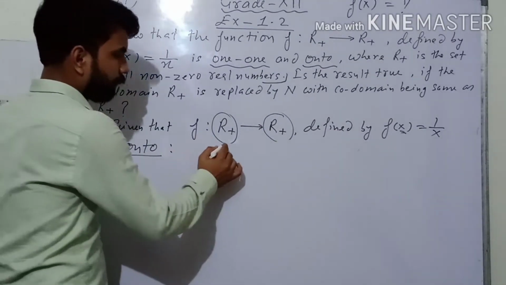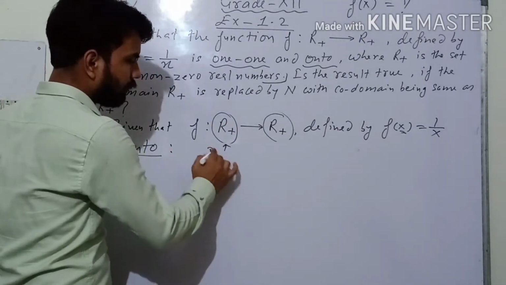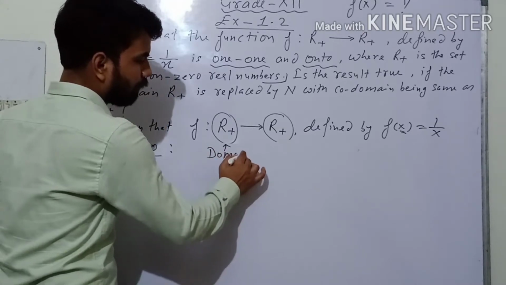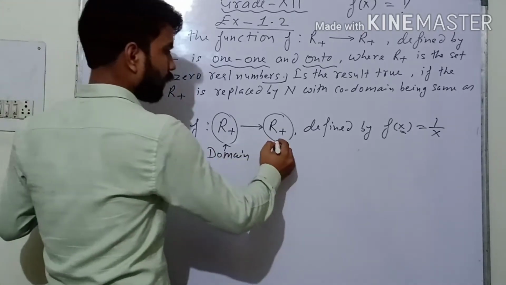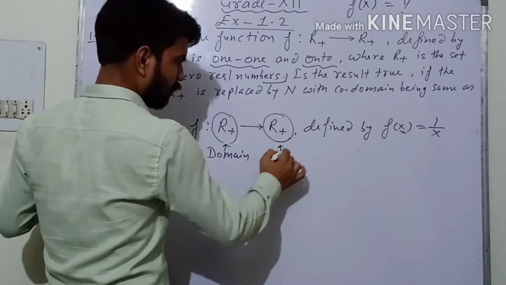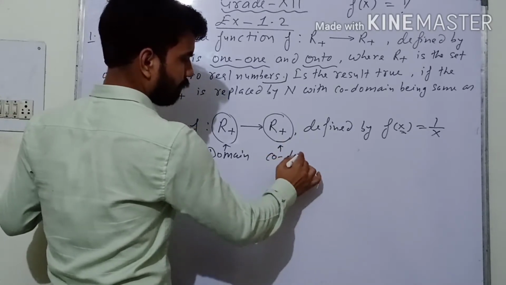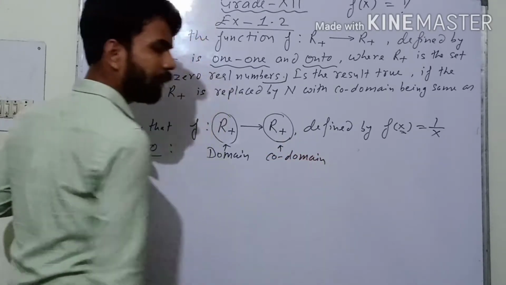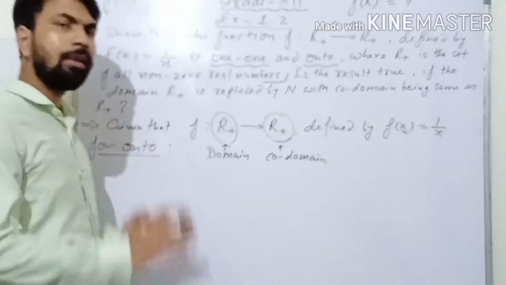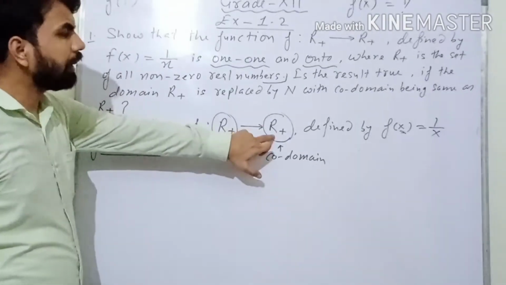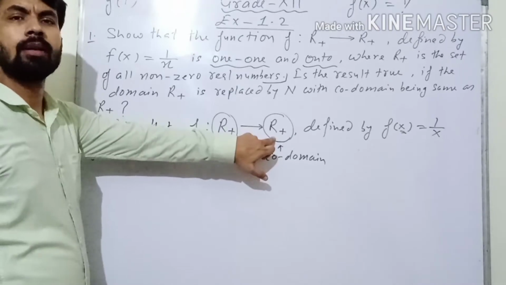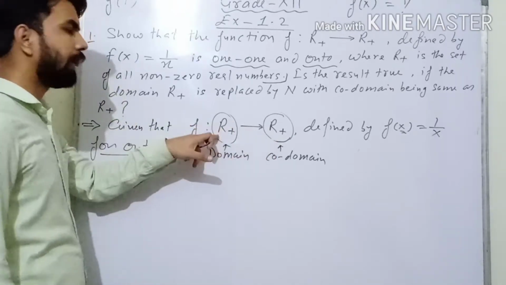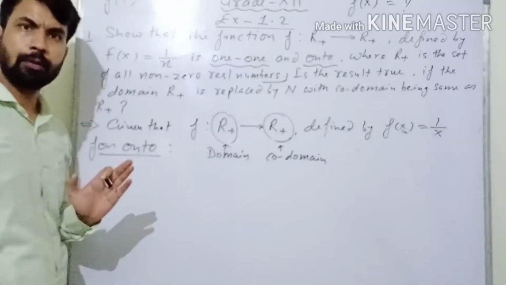Now see, what is the domain here? This R positive is the domain, and what is the codomain? Codomain is also R positive. Both the sets are same. Am I right? So here we will have to prove that every element of this R positive has its pre-image in its domain. Clear?